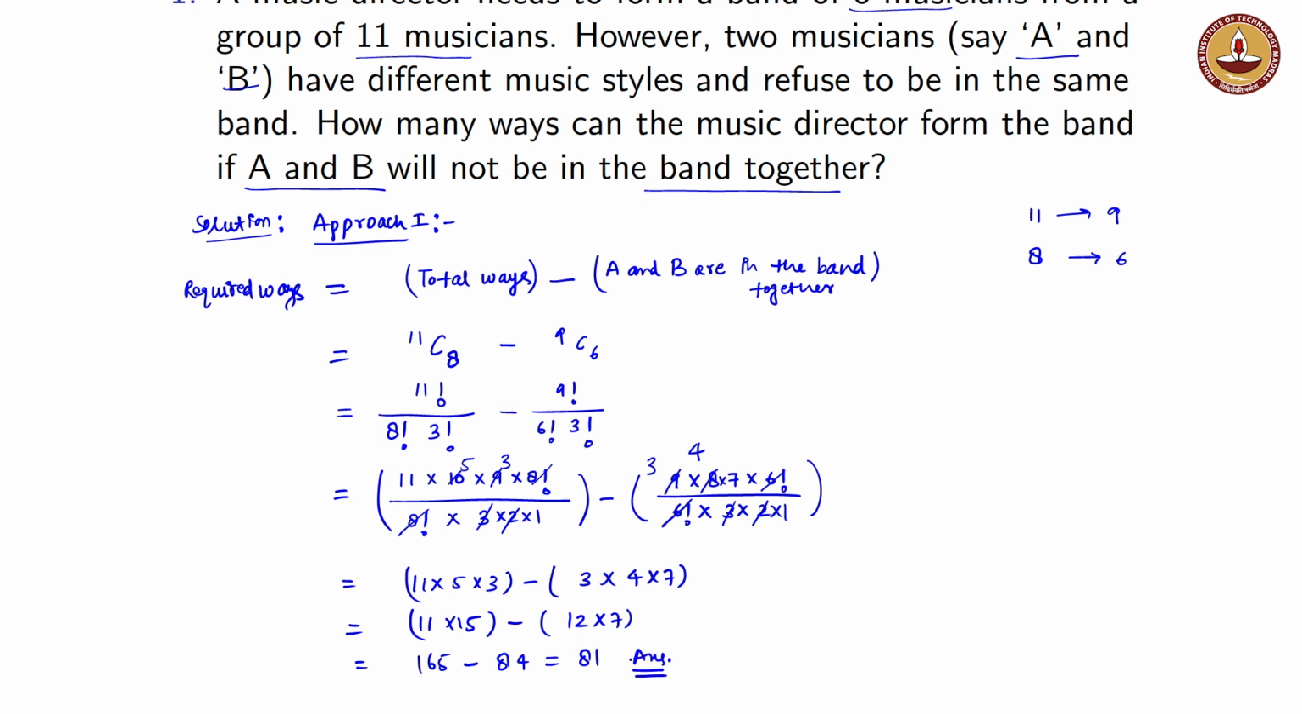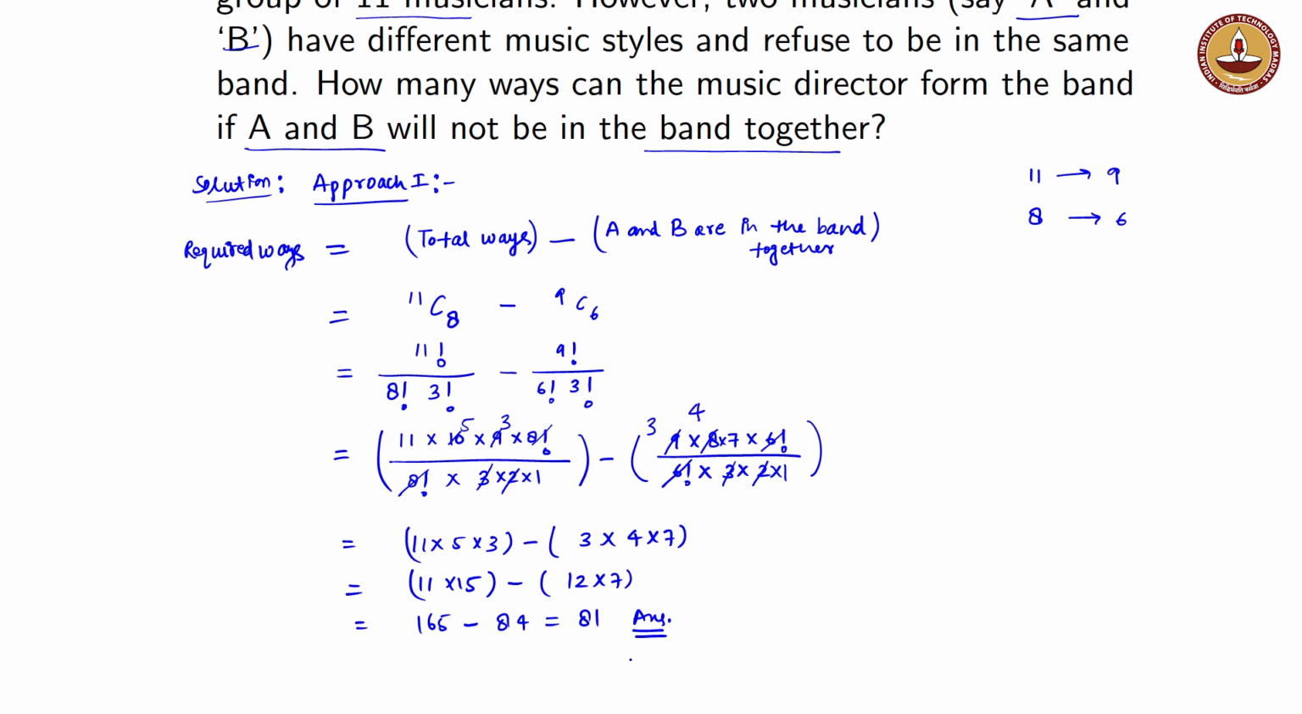So this is a very simple approach. The condition is that A and B will not be in the band together, so we take the total ways minus the ways when A and B are in the band together. Now we will see the second approach and cross check whether our answer is correct or not.